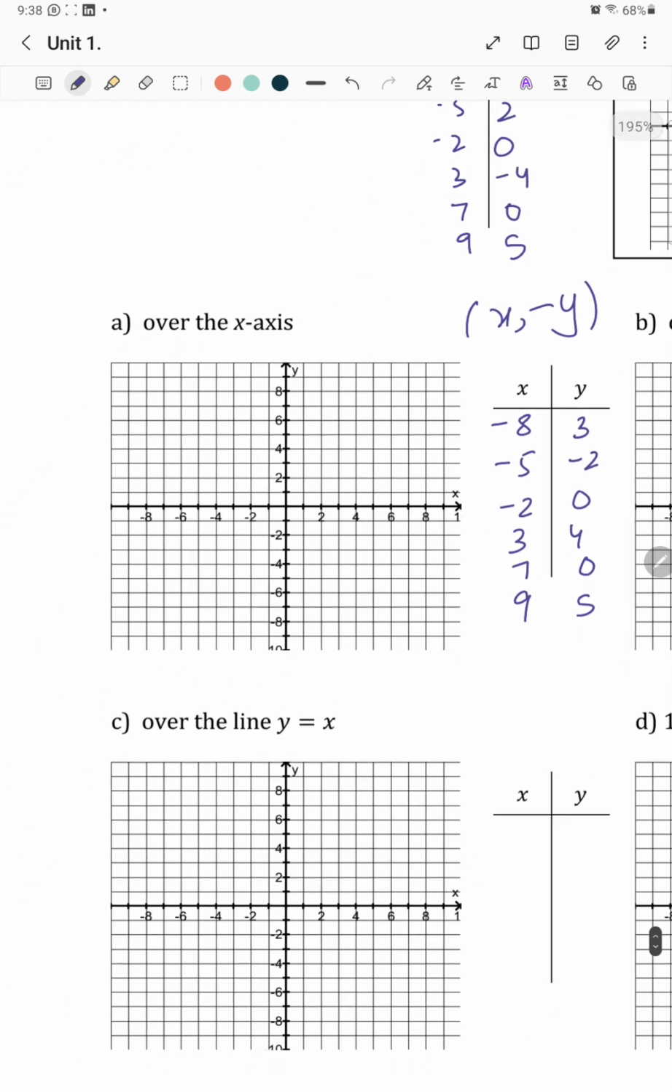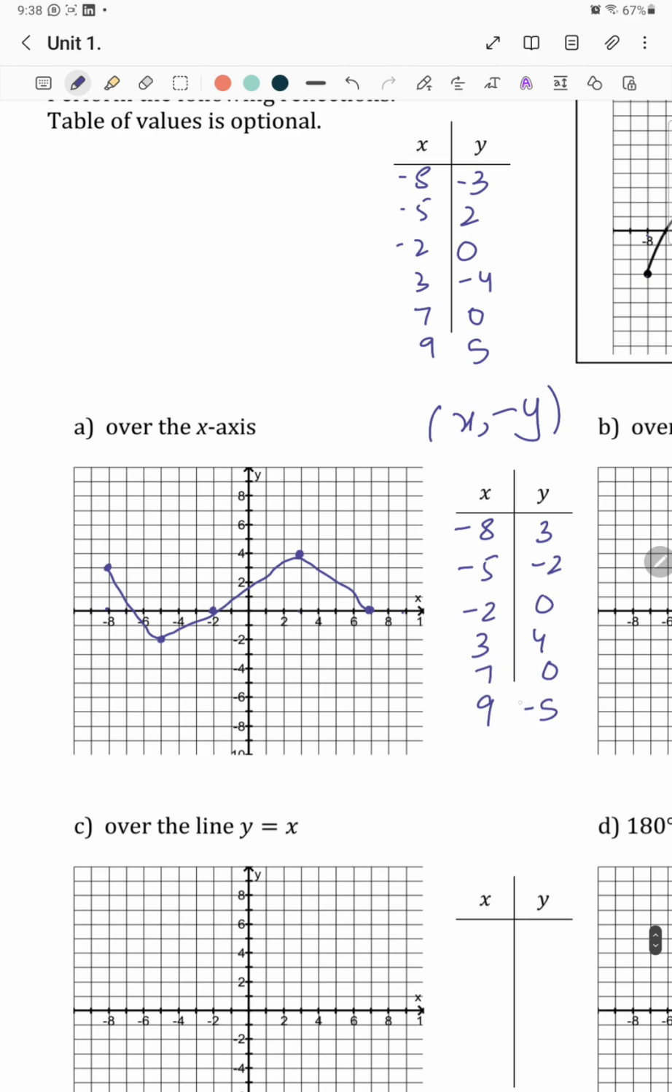And when we are going to plot it, it's going to be -8 with +3, -5 with -2, -2 with 0, 3 with 4, 7 with 0, and 9 is basically going to come with, if it was 5, it should be -5.